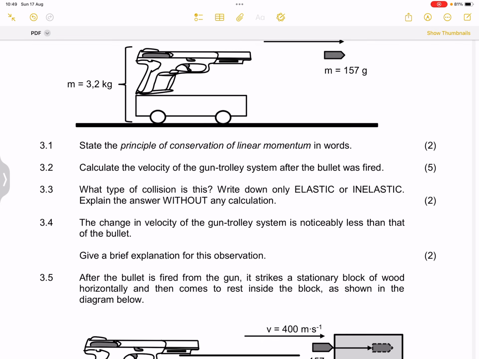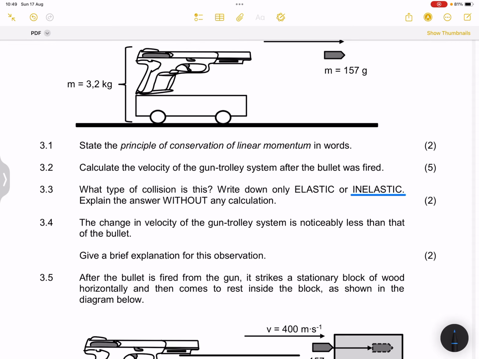They say, what type of collision is this? Write down elastic or inelastic. So that's definitely going to be, sorry, I almost wrote elastic. So that's going to be an inelastic collision. Remember, how do we define an inelastic collision?